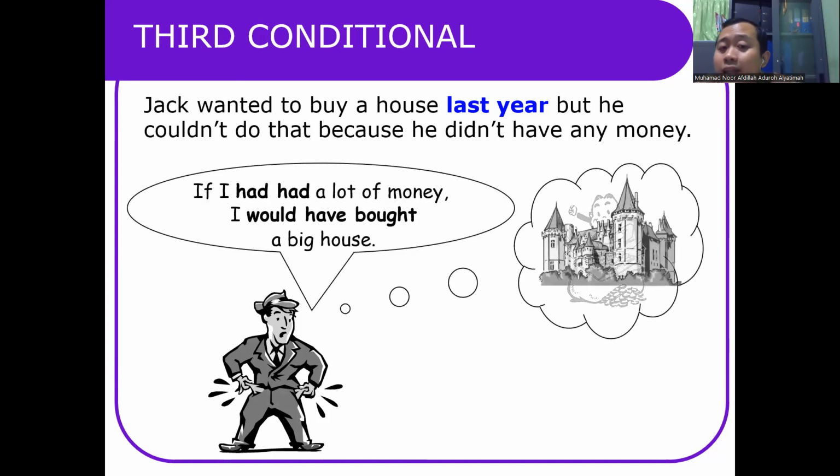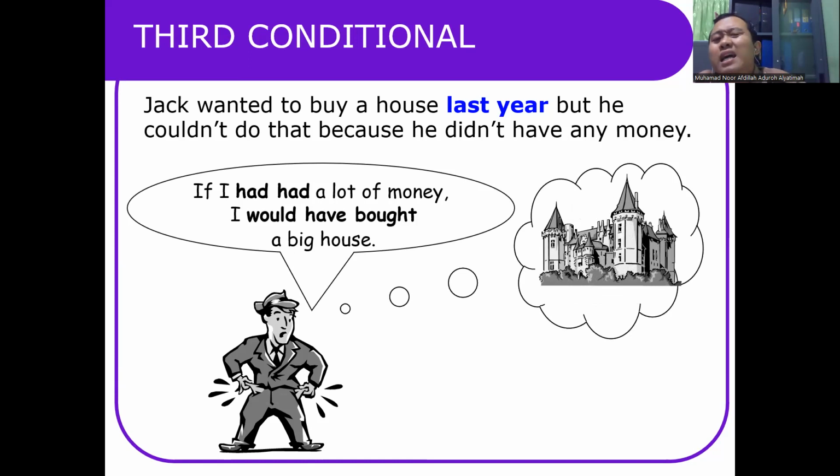If I had had a lot of money, I would have bought a big house, said Jack. Jack wanted to buy a house last year, but he couldn't do it. Tapi dia nggak bisa, because he didn't have money, karena waktu itu dia tidak punya uang.